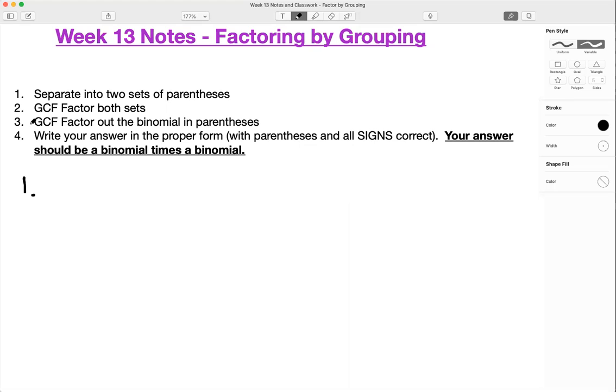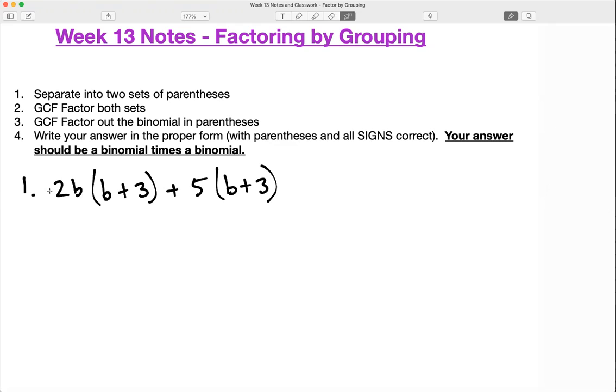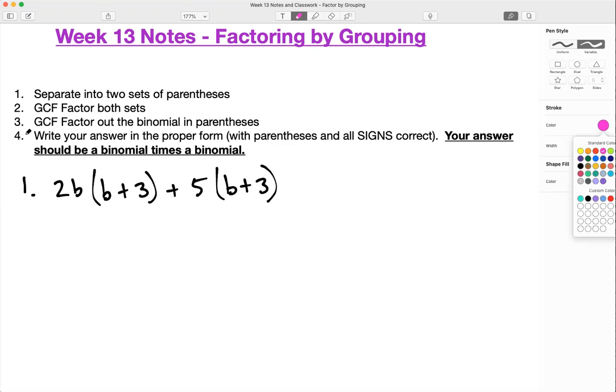Okay, so the first example is going to be 2b times the quantity b plus 3, plus 5b times b plus 3. Now, we are going to factor by grouping. I'm so used to saying GCF, but in a sense, we are going to GCF factor out this binomial. And this problem is actually going to start with step 3, GCF factor out the binomial in parentheses. That is this right here.